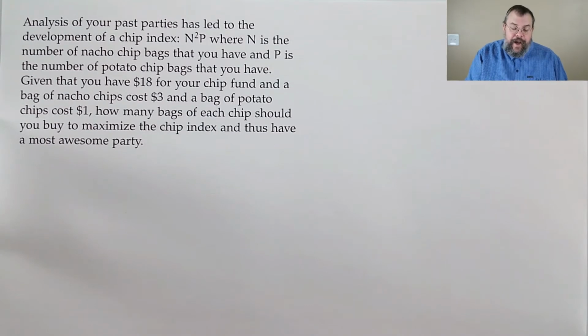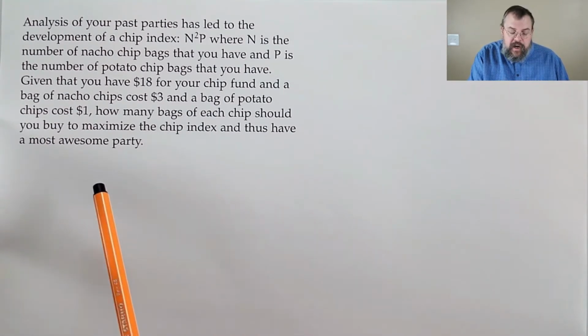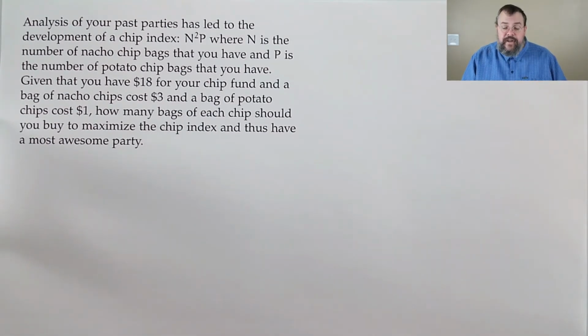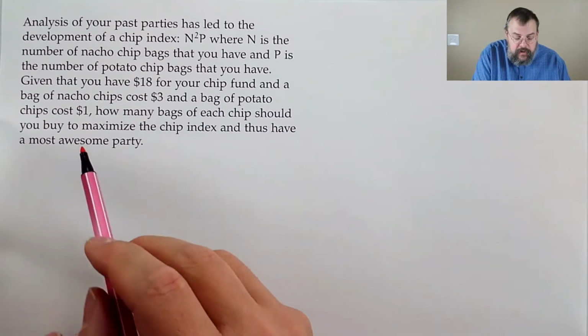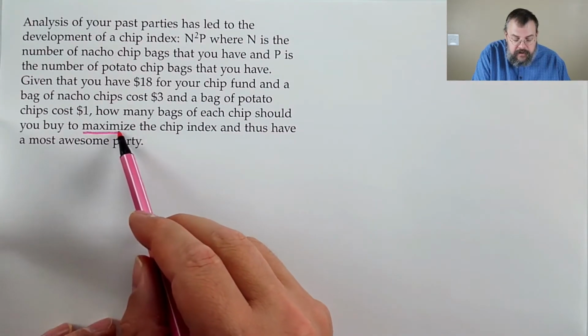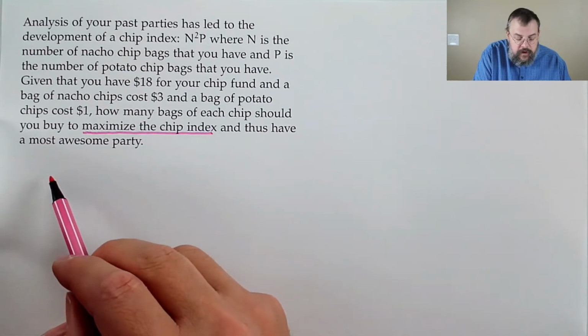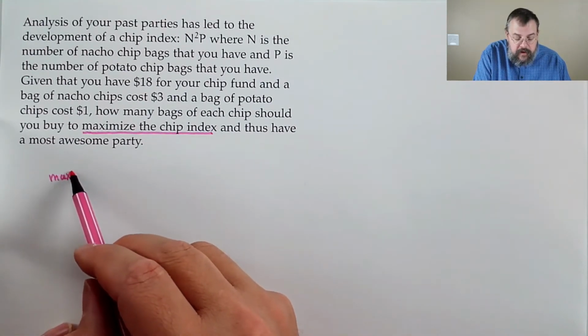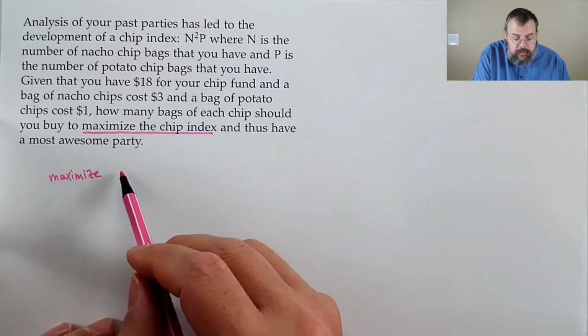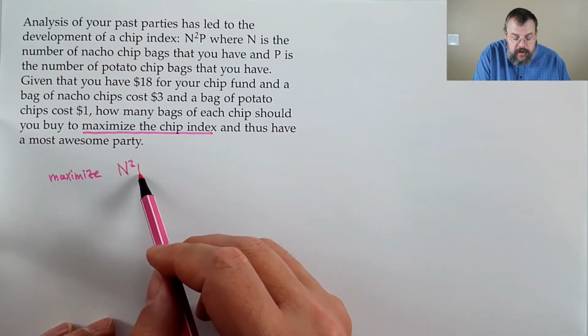Okay, so how many bags of each chip should you buy to maximize the chip index and thus have a most awesome party? Well, good. We do want to have a good party. All right, so how do we proceed? Well, we really know what we're doing. We know what we're trying to optimize, right? Because it says it here, maximize the chip index. So our goal is we want to maximize our function here, which would be N squared P.